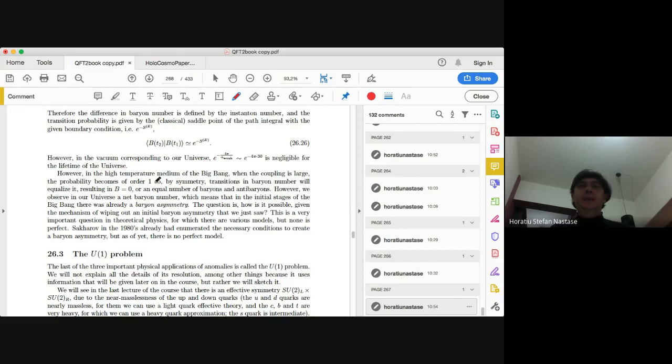However, if you think back at the Big Bang, near the Big Bang, the temperature was extremely high. And temperature corresponds, roughly speaking, to energy, so it's very high. The coupling is not the same at all energies, but anyway, at very high energy, we can have a very high coupling.